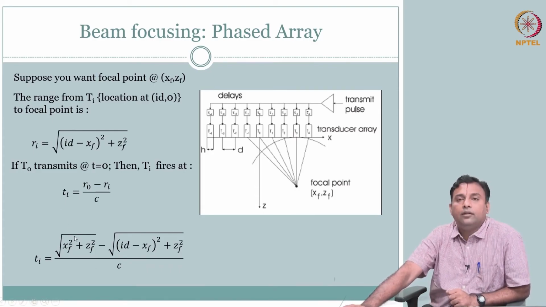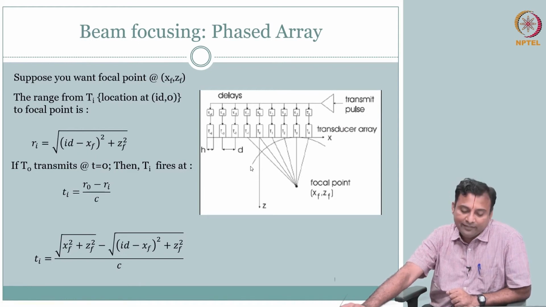So, this is what you need to do. Intuitively we know that the shortest distance will be delayed most. The element that is farthest away should probably be excited earlier, right? That way they all can arrive at a particular location at the same time.